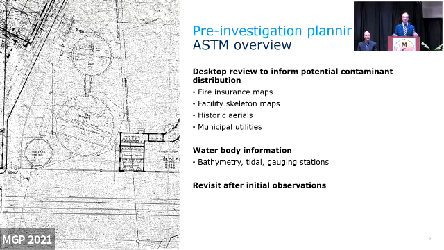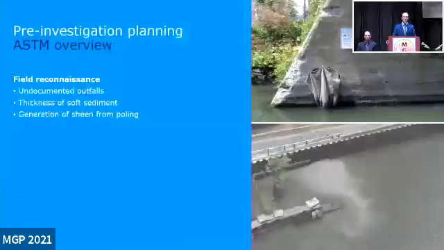Oftentimes with an MGP, you'll have NAPL that's pretty logical in its distribution in the sediment, and then there'll be one or two outlier cores downstream of the MGP, for example. By diving into these aerials and the distribution, the fire insurance maps some more, you can understand what may have caused that by doing a little bit more thorough review of these pre-investigation planning documents.